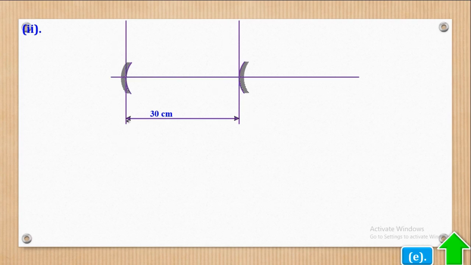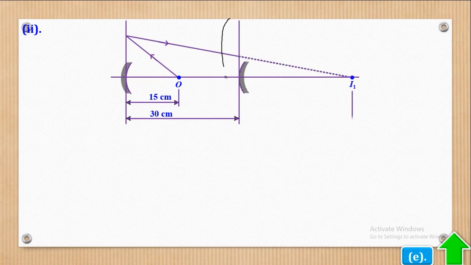The distance apart was 30 centimeters, and there was an object placed in between at the midpoint, so the distance is 15 centimeters. Then reflection is first at this one, so the ray will come and go there. Then from here it goes to this other mirror. Now this one will appear to be at this point, so in the absence of this mirror, this ray would have continued up to this point, so that becomes our image 1.